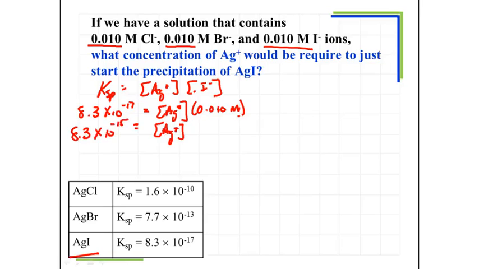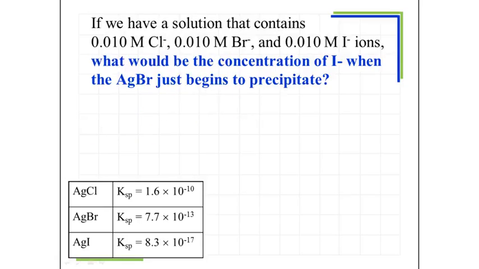So that concentration of silver is all I would need in solution to start the precipitation of the silver iodide. At that point, the bromide and the chloride would not precipitate at all. And that's not very much. So let's expand this even more.